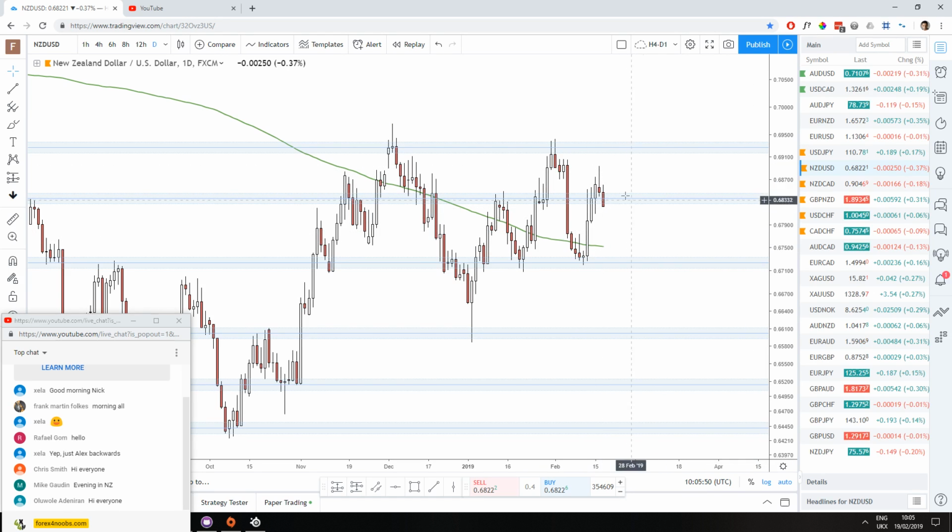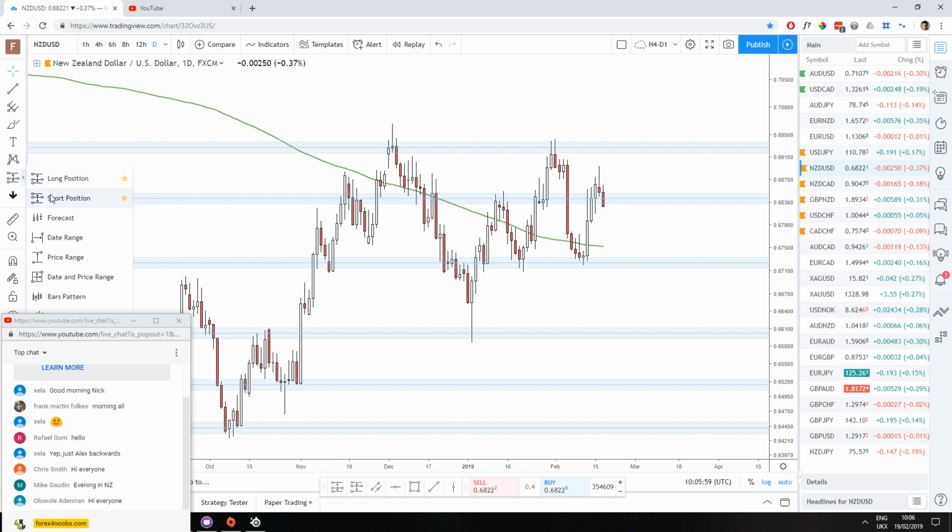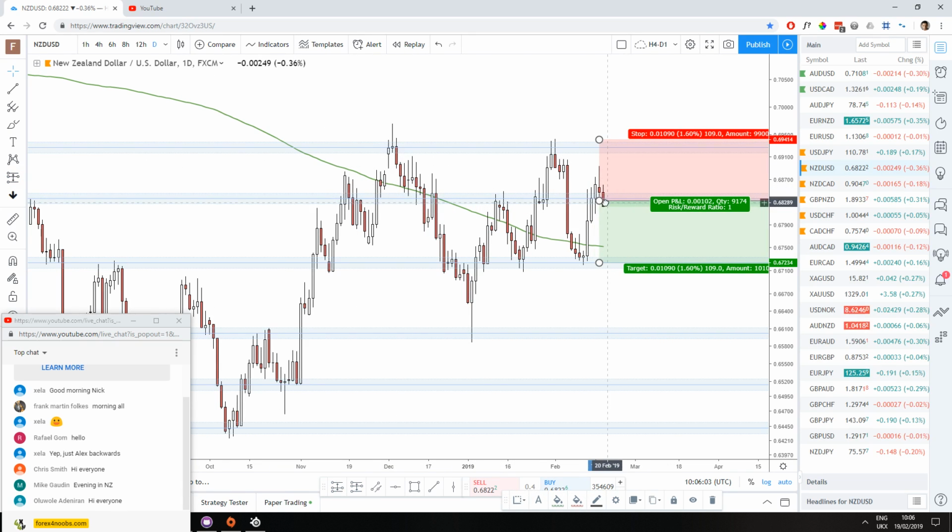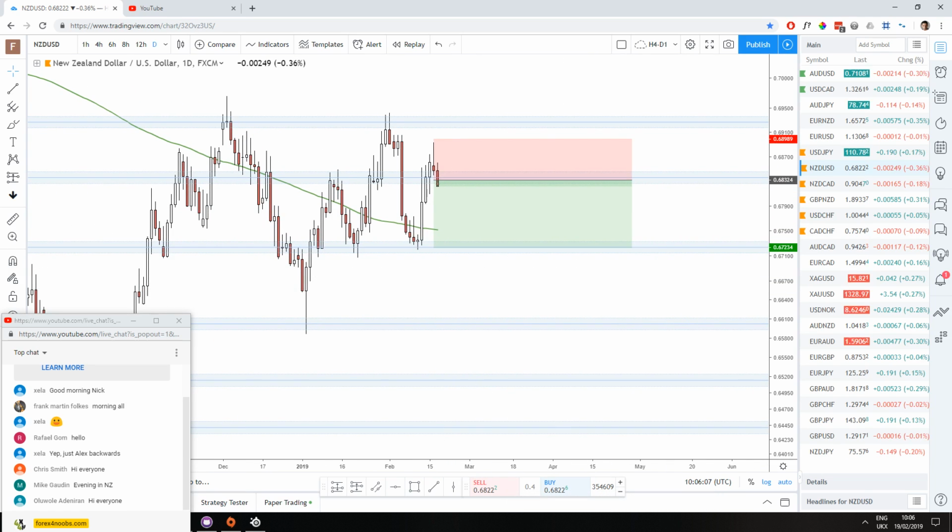New Zealand USD, we're getting a turnaround at this resistance area. Some people might be short here. Is anyone short? The risk to reward ratio is just not that great, is it?